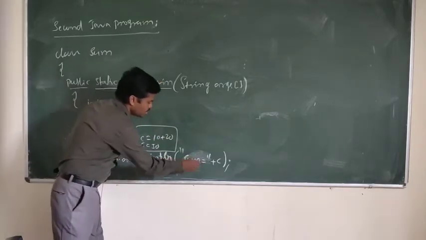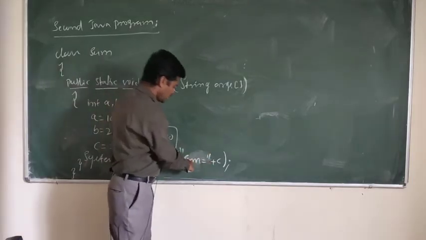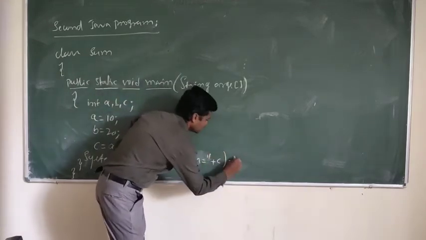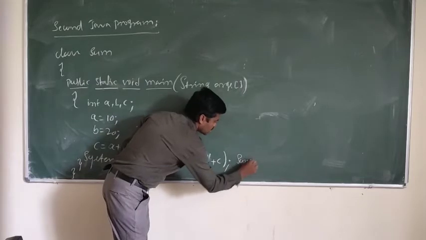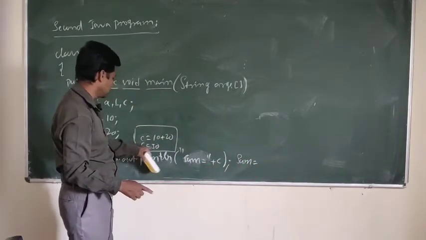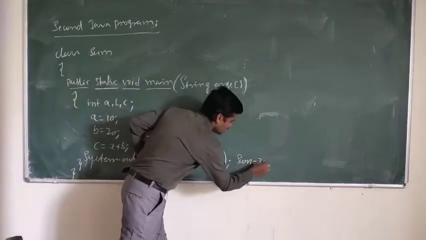So here, sum is equal to how? What is the output here? It will display "sum is equal to", and then C. What is C? What does C contain here? 30. So sum is equal to 30.